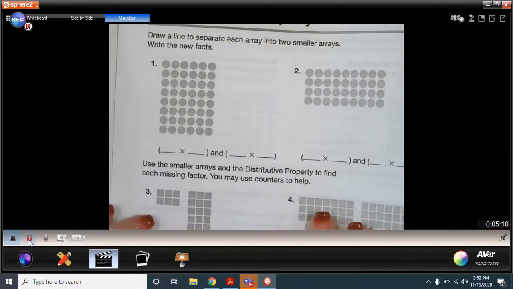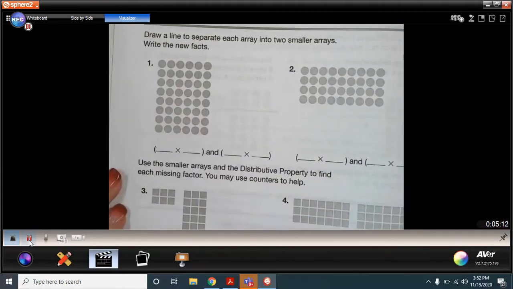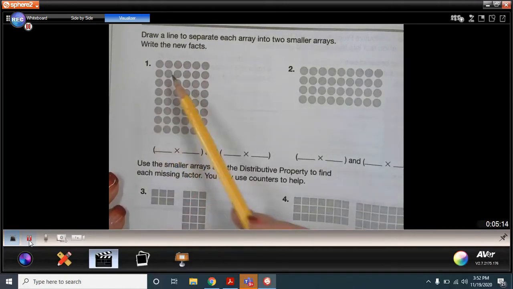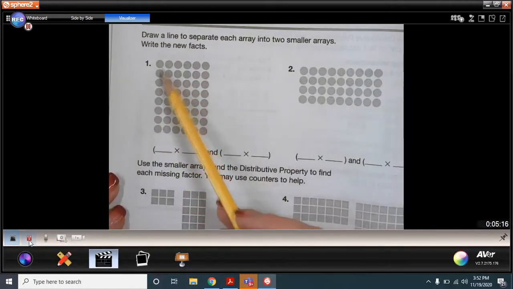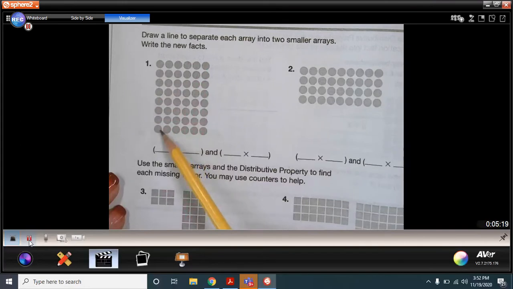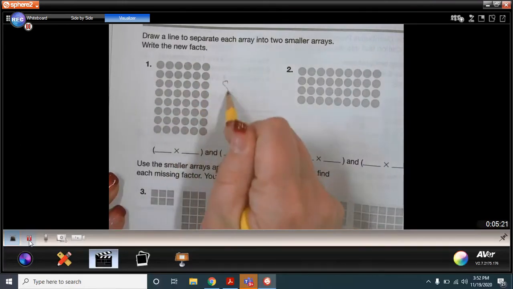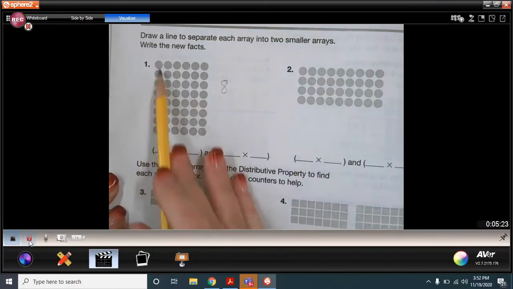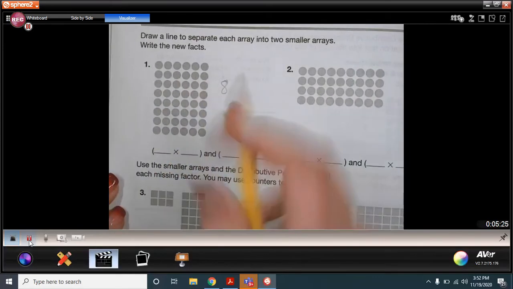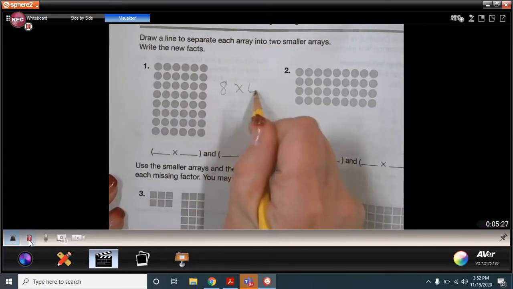we're going to take a look at starting with the whole array. So I'm going to write a multiplication fact for the whole array. So I've got 1, 2, 3, 4, 5, 6, 7, 8. I've got 8 rows. And I have 1, 2, 3, 4, 5, 6. I have 6 in each row.